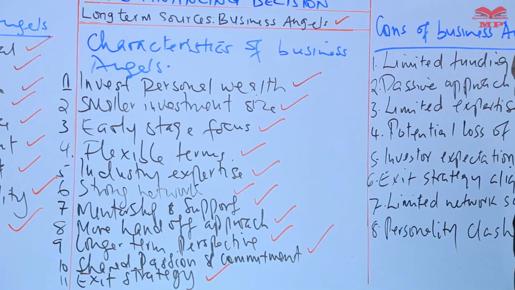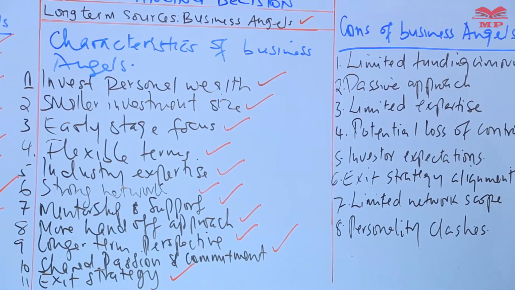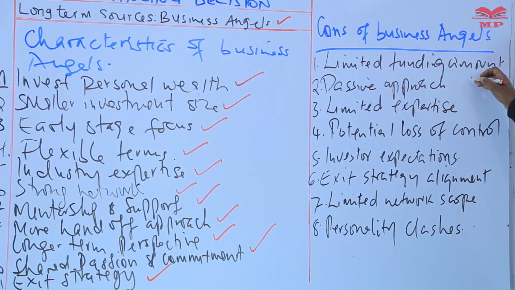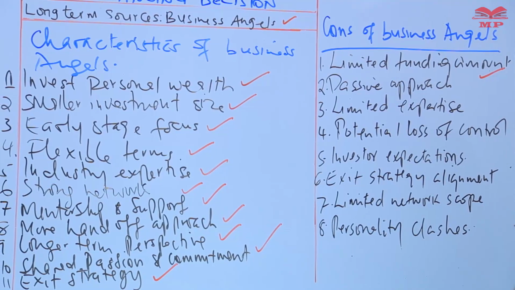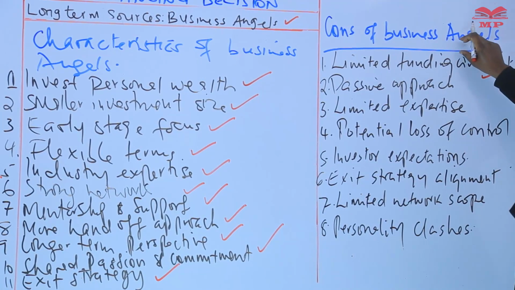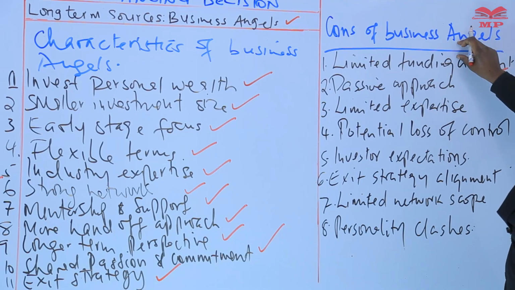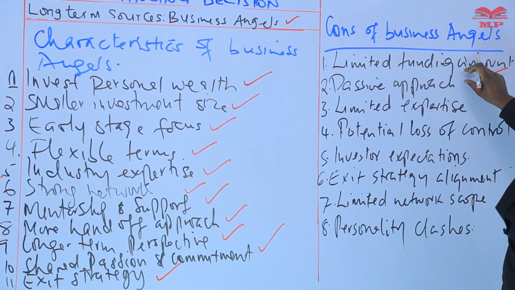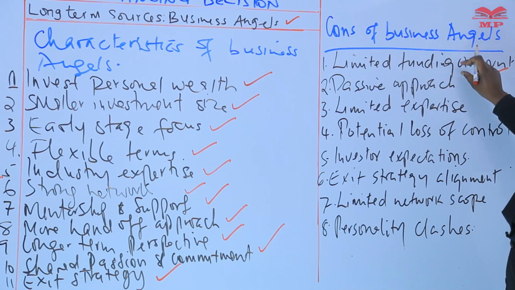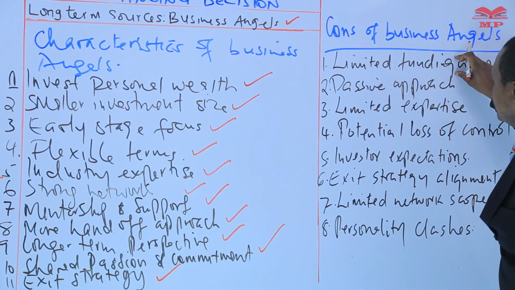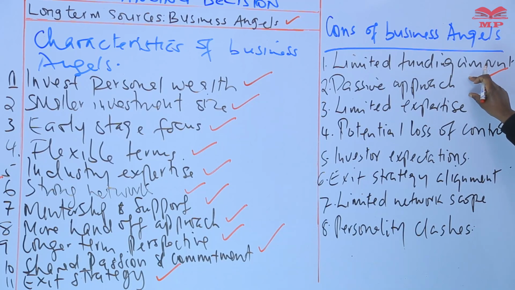Lastly, we have the disadvantages of business angels. One is limited funding amount. Given that business angels are individuals, by the very nature of individuals they may have limited funding. So if a company needs huge sums of capital, then the company may need to have multiple business angels providing the funds that may be required.